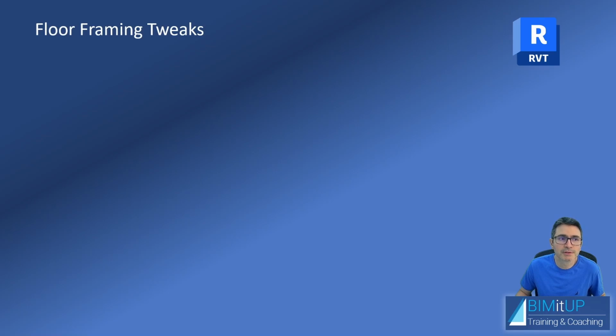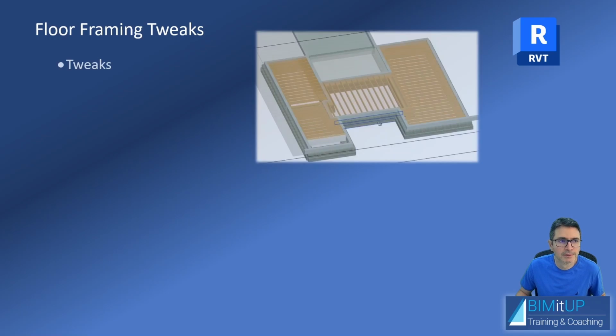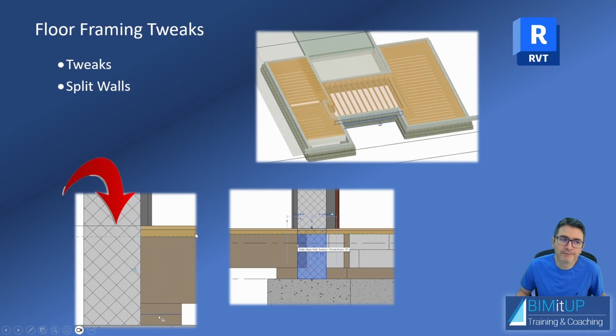Today we're going to be doing some floor framing tweaks. We're going to tweak a little bit the structure. We're going to do the walls. We're going to split them vertically. There are a couple of ways of doing this. This is just a workaround, but I think you'll find it useful. So I'll see you in Revit.